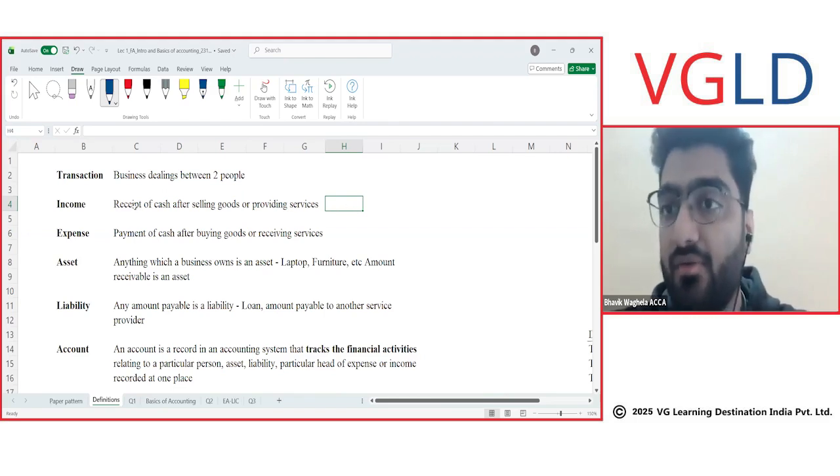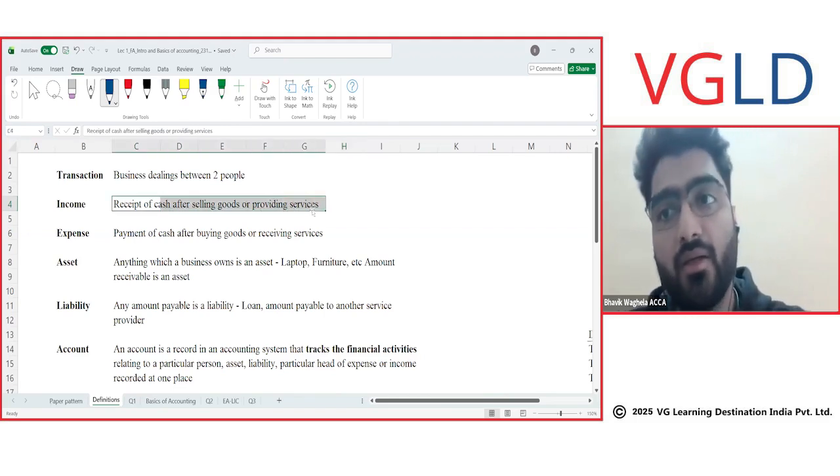Okay. Now, income is receipt of cash after selling goods or providing services. You guys have enrolled for FA lectures at VGLD. VGLD must have received cash for this. So don't you think VGLD giving admissions to you for the FA batch or any other subjects is income for them? Any receipt of cash from selling goods or services is income. So what is expense? Income for one party is expense for another party.